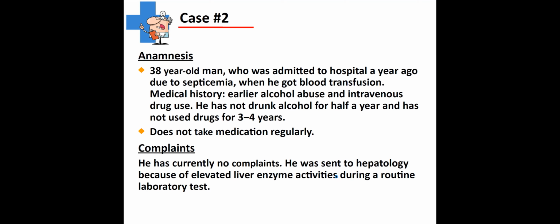Another case: a 38-year-old man who was admitted to hospital 1 year ago due to septicemia. He got a blood transfusion. Medical history: earlier alcohol abuse and intravenous drug use. He hasn't drunk alcohol for half a year and hasn't used drugs for 3 to 4 years. He doesn't take medication regularly and currently has no complaints. He was sent to hepatology because of elevated liver enzyme activities during a routine laboratory test.